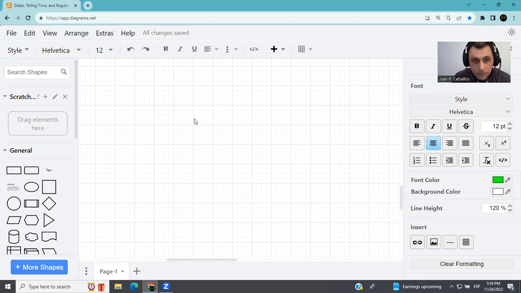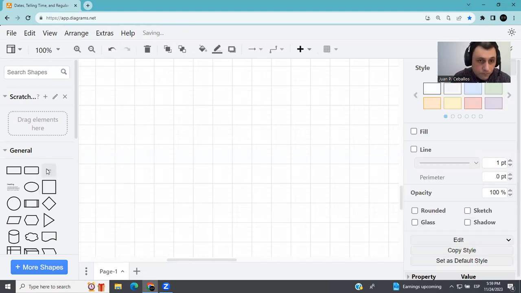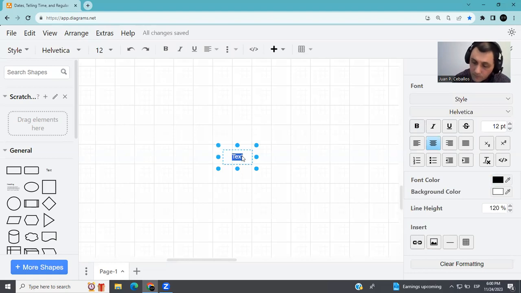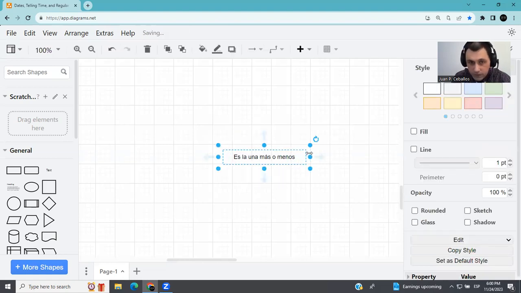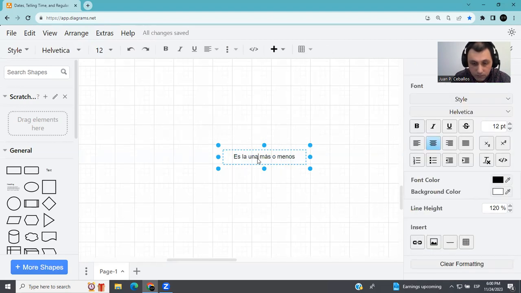Now, the next expression is this one. Es la 1 más o menos. Es la 1. And this is also on page 48. Now you can say in English, for example, it is 1, more or less. Es la 1 más o menos. So this is easier because you can just translate it from English to Spanish.